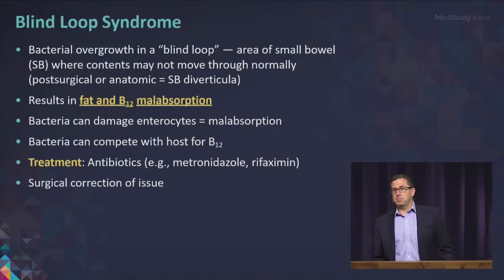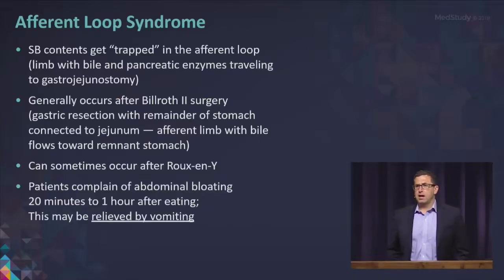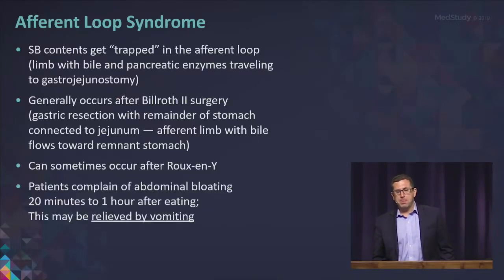So generally, the treatment is antibiotics for the presumed bacterial overgrowth that's associated with this, and also surgical correction of the issue. So if you have a gigantic jejunal diverticulum, you may want to resect that surgically. And then finally, there's afferent loop syndrome. So in this case, what happens is you get small bowel contents that are trapped in what's called the afferent loop after surgery. So the afferent loop is, and I have a picture of this.